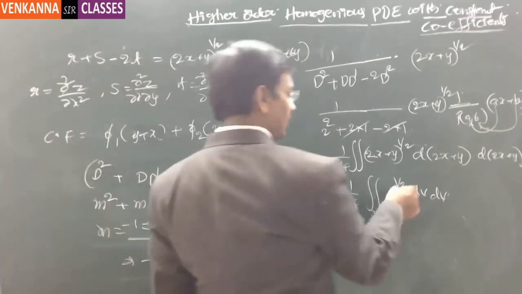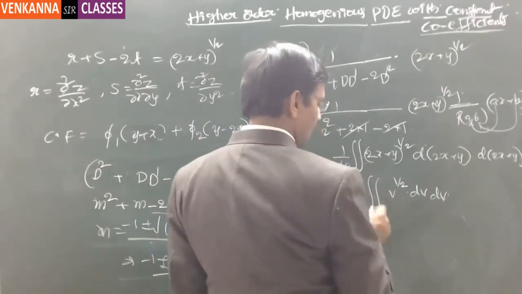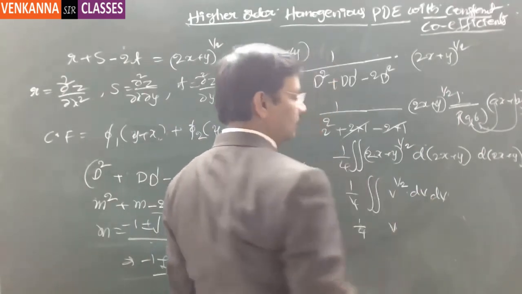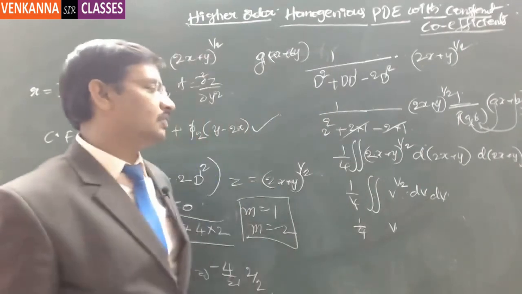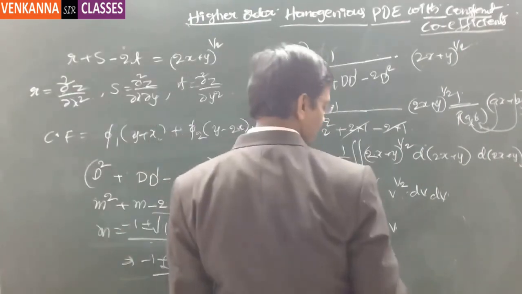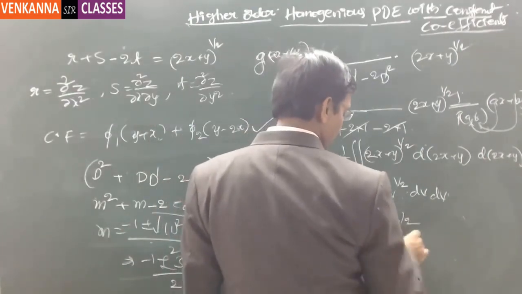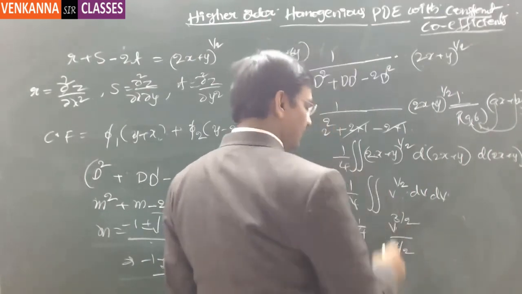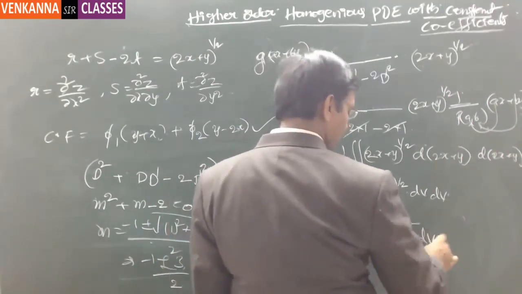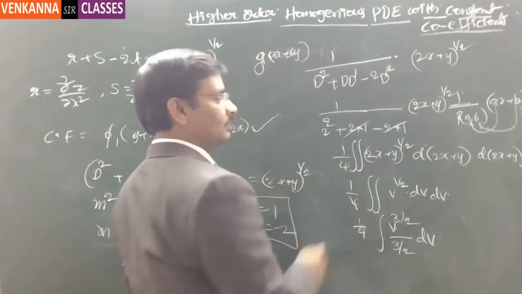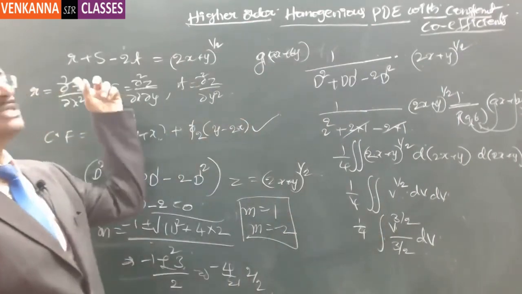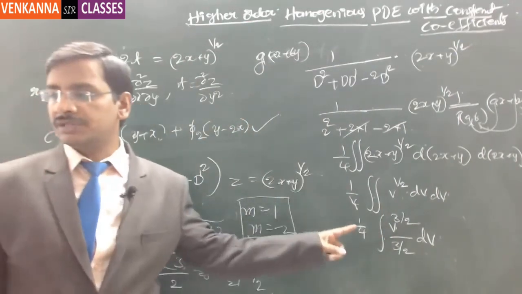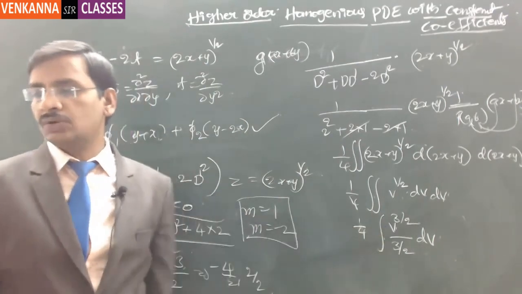Now if you integrate once, then this is going to be the integral of v power 1 by 2. So the integration of v power 1 by 2 is v power (1 by 2 plus 1) divided by (1 by 2 plus 1), that is v power 3 by 2 divided by 3 by 2. And then again integrate with respect to v only. So this is 2 times, because the order of the differential equation is 2. If the order of the differential equation is 2, then we have to integrate 2 times.